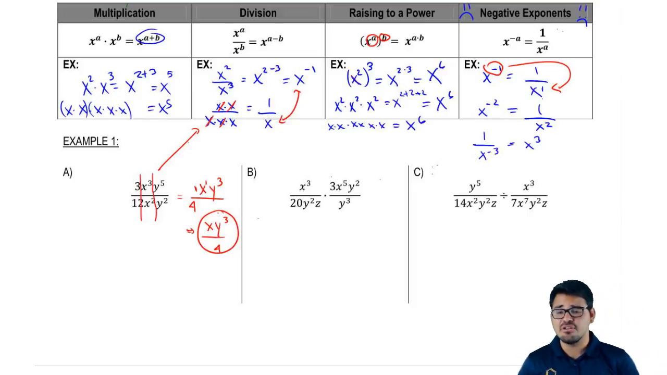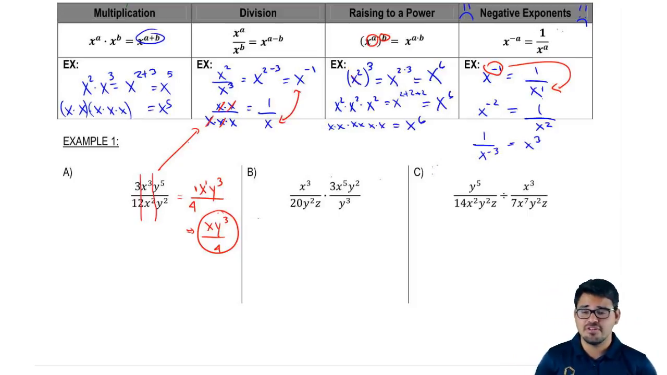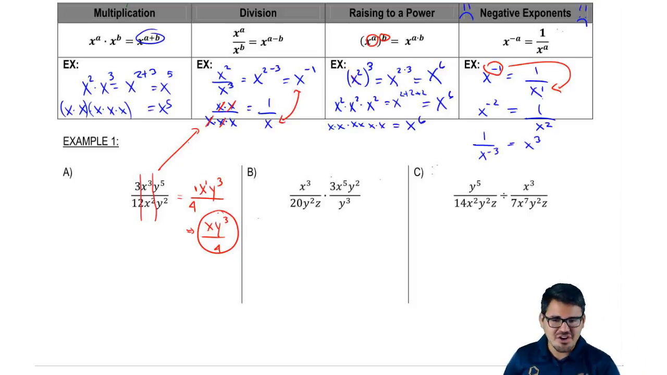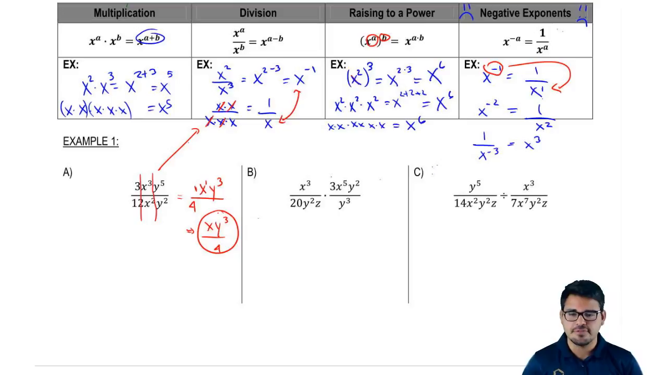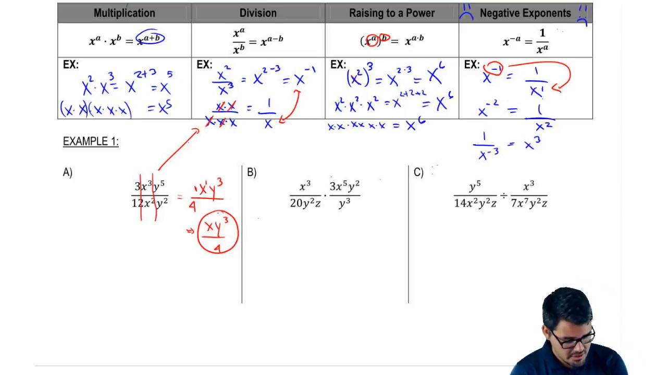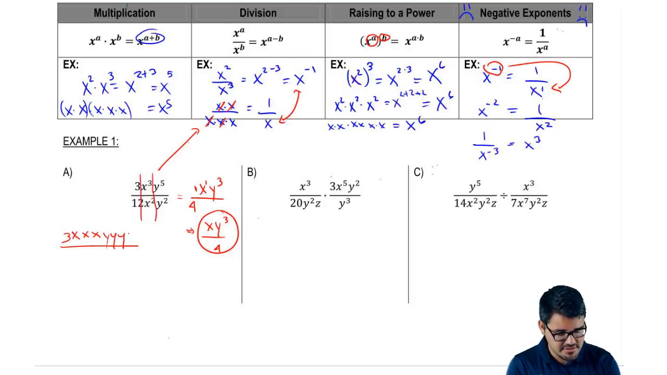So let's say we didn't know these rules. This is the last time I go over this slowly, just to make sure you understand where these rules come from, because rules are just simple ways of explaining the real thing, so you don't have to rediscover it all. It makes your life faster, and we can move quicker. So let's say I have 3 over 12. I'm just going to have 3. I can't break down 3 because it's a prime number. Then x to the 3 is just 3 x's, and y to the 5th is 5 y's.